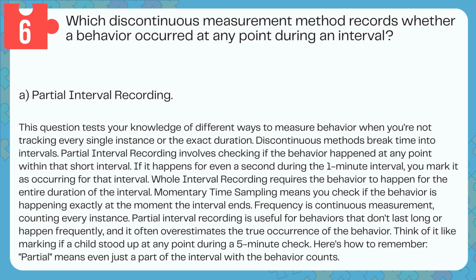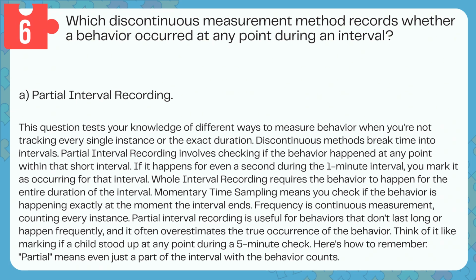This question tests your knowledge of different ways to measure behavior when you're not tracking every single instance or the exact duration. Discontinuous methods break time into intervals. Partial interval recording involves checking if the behavior happened at any point within that short interval. If it happens for even a second during the 1-minute interval, you mark it as occurring for that interval.